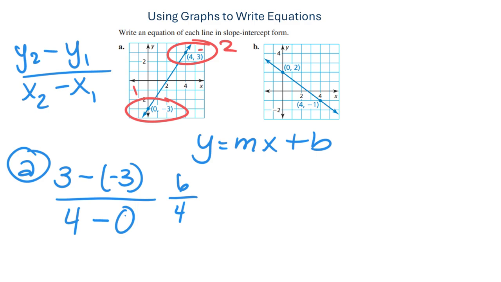3 over what? 3 over 2. So we already know we're going to have what? y equals, what's my slope? 3 over 2 x, minus 3, because we already established that is where my line intercepts the y-axis, at negative 3.